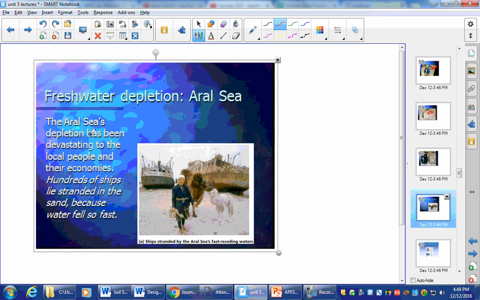Devastating to the local people. So if we're talking about ecosystem effects, you can see that, of course, all the fish that used to live here are done. But you can see the effect on people and the economy, right? Look at these ships. You're not fishing anymore because the ships, they don't have wheels, right? You can't row a boat through sand. That doesn't make any sense.